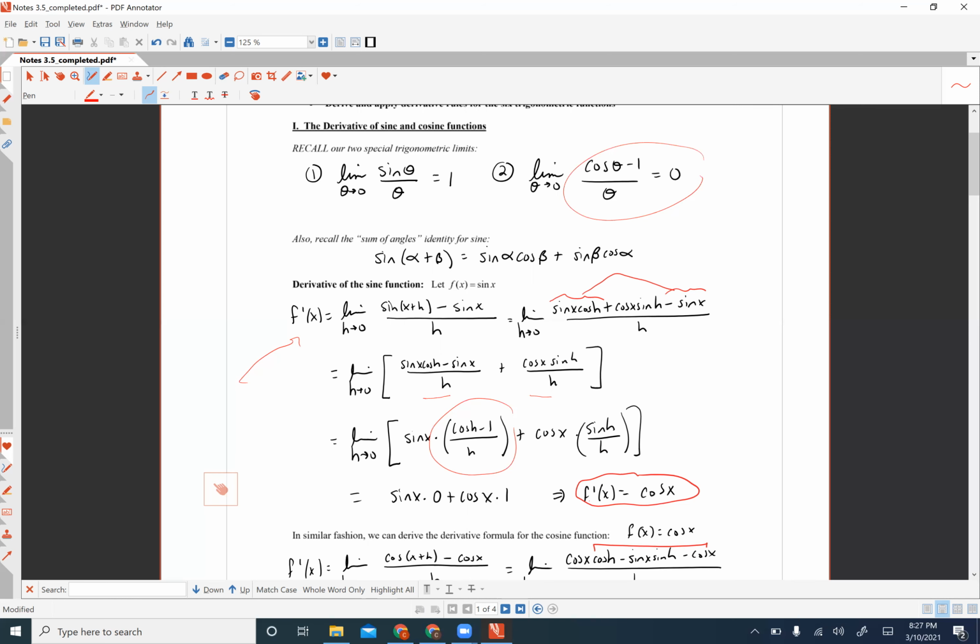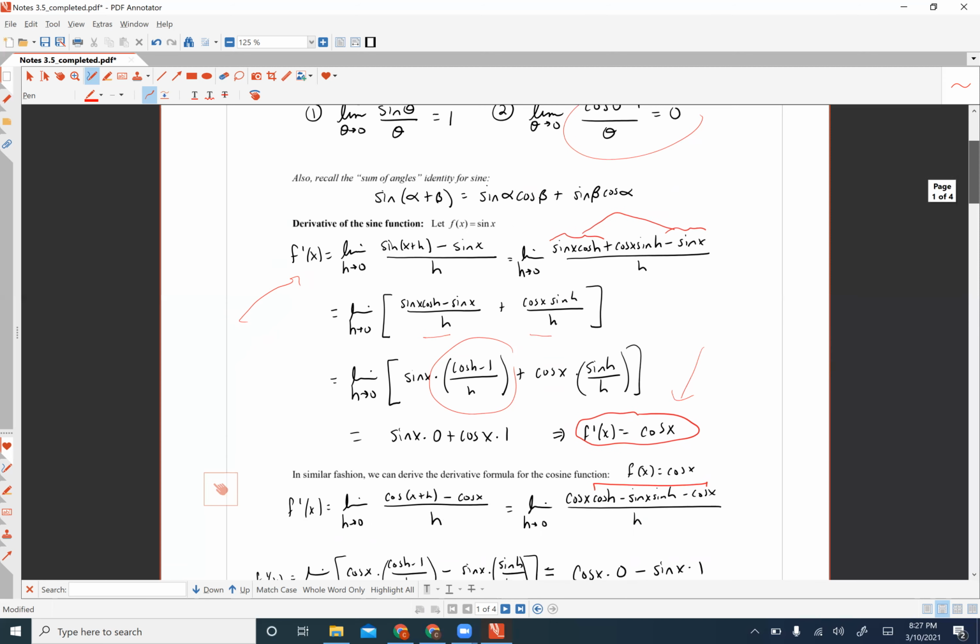So when we evaluate the limit of sine of x plus h minus sine of x over h, oh, look at that, it turns out to be cosine of x, which I don't think is obvious. It's interesting if you like math, I guess. I don't know, I think it's interesting.